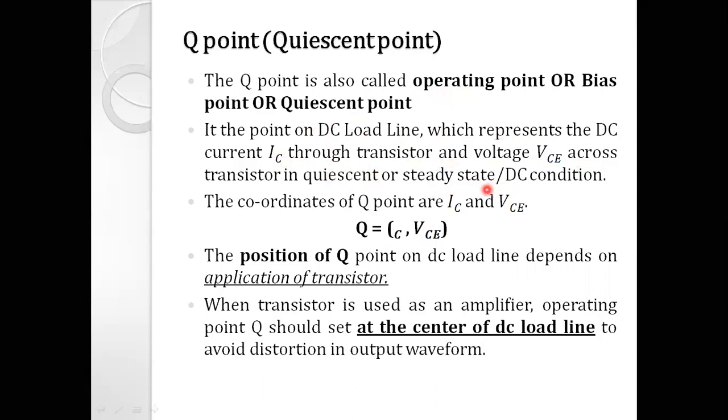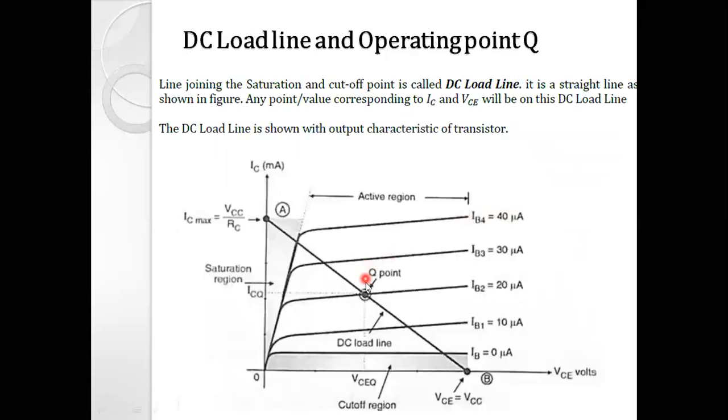What is quiescent? Quiescent is the synonym of steady state, right? So during the steady state condition, what is the magnitude of the current flowing through the collector terminal and what is the magnitude of the voltage drop between the collector emitter junction? The point on the output characteristic which gives us such information is known as the operating point. It is also known as the quiescent point. So the coordinates of the Q point are IC and VCE. Right. So here you can see in this diagram, it is written Q point, and this Q point has two coordinates.